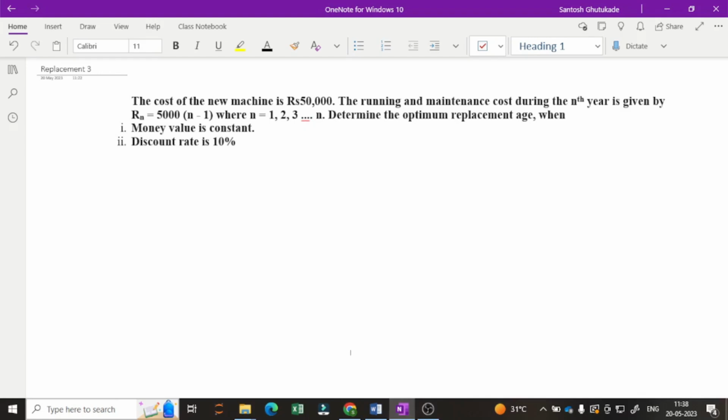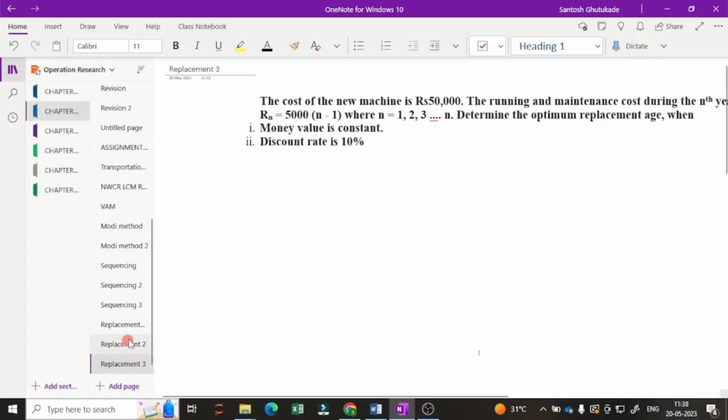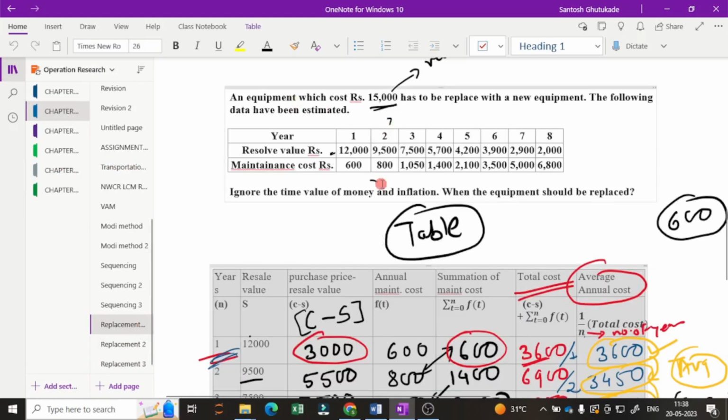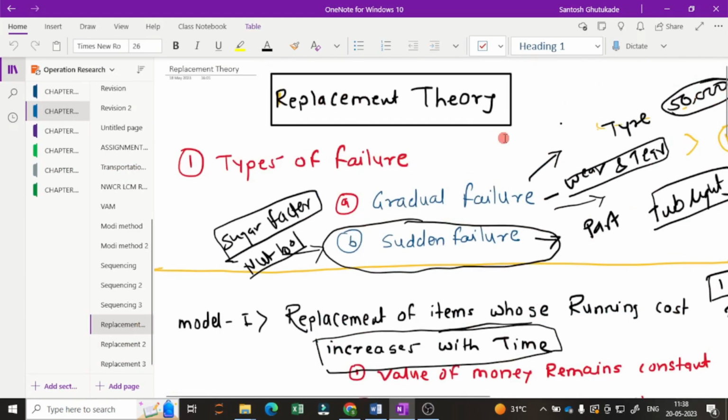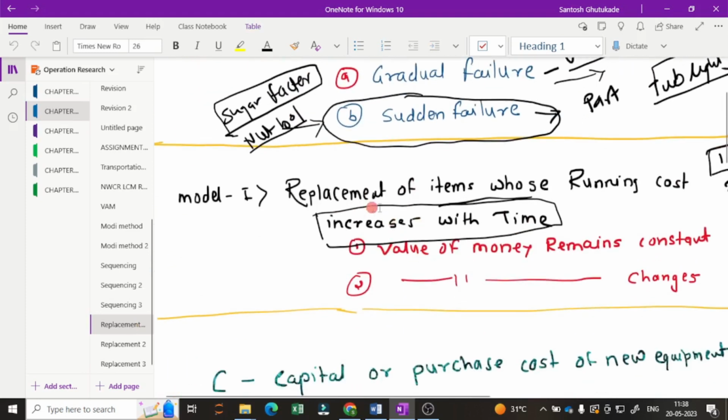Students, in the last two lectures, lecture number 14 and lecture number 15, we started with the replacement theory. We have seen the problem in lecture number 14, where we studied what replacement theory is. The types of failure we have seen. Then replacement of an item whose running cost increases with time.